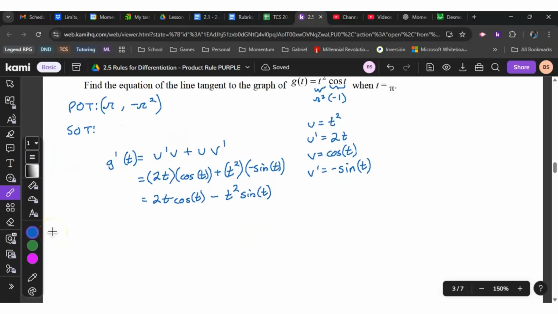All right. So we have the derivative, but remember the whole point of this was that we actually needed the slope at a specific point at pi. So what we're going to do is find g prime of pi now. And so then we're literally just going to replace every single t with a pi. So I'm just going to rewrite it with pi's everywhere. I'll let you catch up.